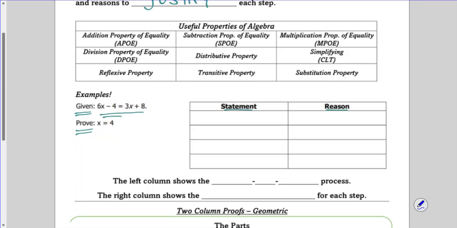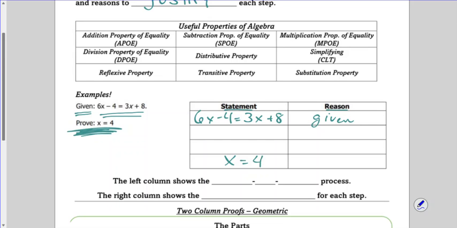This statement is our first statement. X minus 4 equals 3x plus 8. That is a statement that we're allowed to make because it was given to us. Our reason is simply that we were given that statement. We're going to move from that to eventually get down to our provable statement, which is x equals 4.